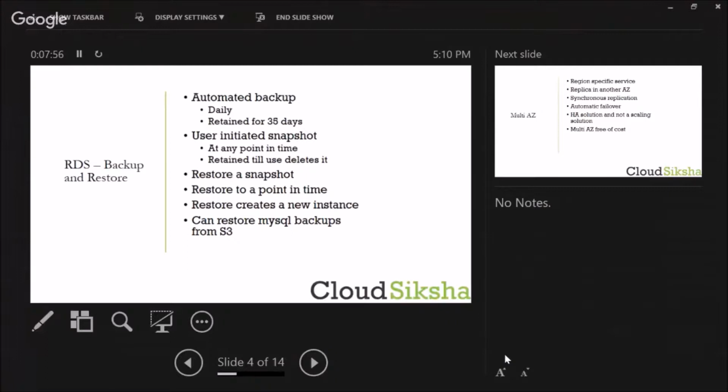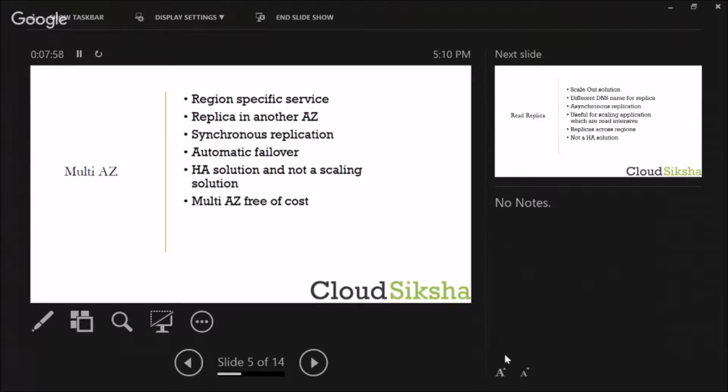Other two important things that are done by RDS are multi-availability zone deployment and read replicas. Let's have a look at each one of them. Multi-availability zone deployment basically will set up two database instances, each running in a different availability zone.